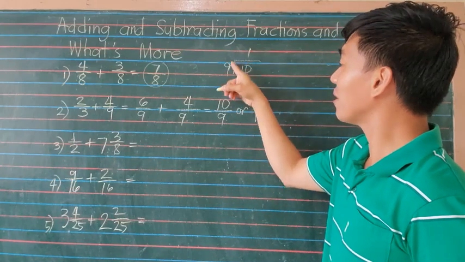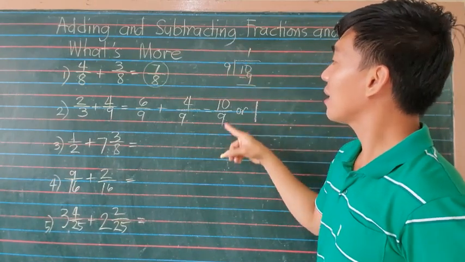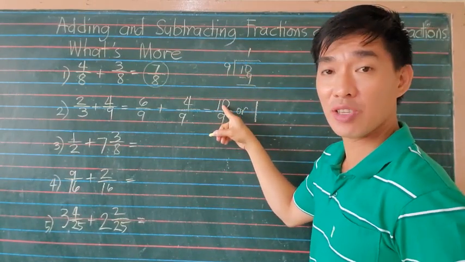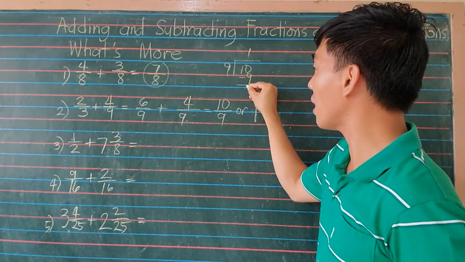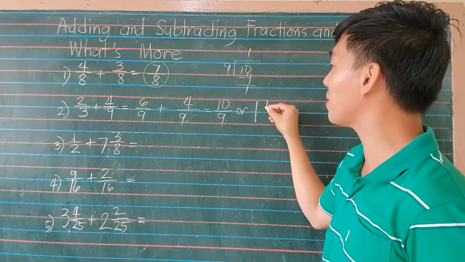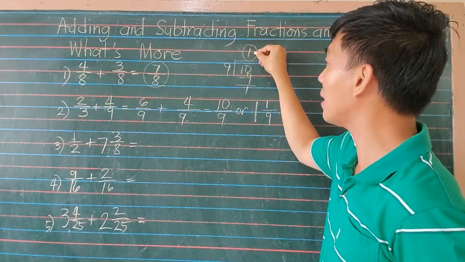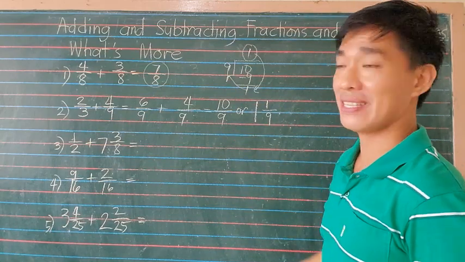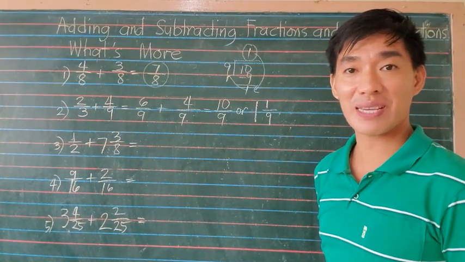Next, 1 times 9 is 9. If we subtract 9 from 10, how much is left? 1. 1 is the remainder. So that will be our numerator. Then copy the denominator 9. So 1 and 1 ninth. That's the answer for item number 2.